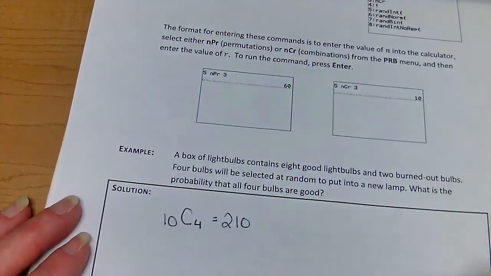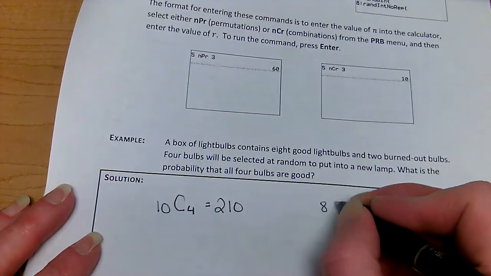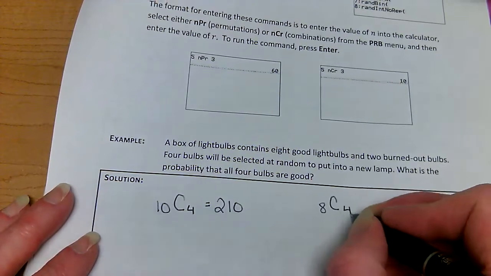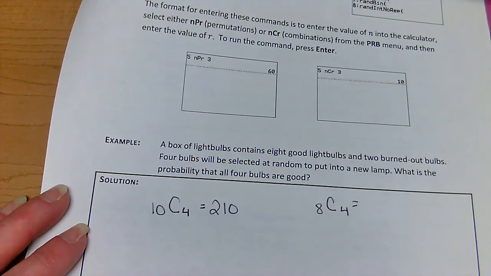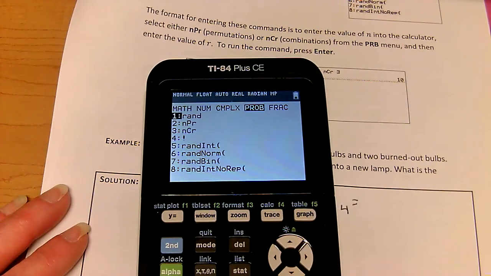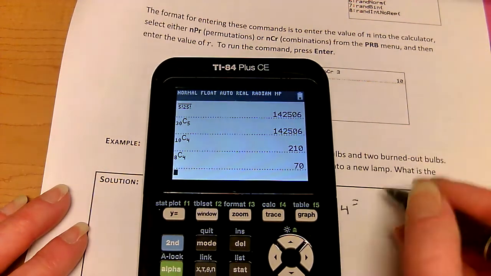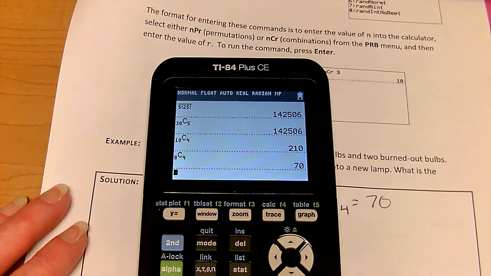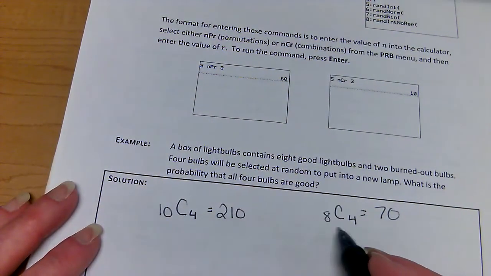Now, what is the probability that those 4 bulbs are good? Well, we need to talk about the good bulbs. We want to make sure we chose the good bulbs. So there were 8 good bulbs. How many ways could we choose 4 out of those 8? There's 70 ways to choose those 4 good bulbs out of the 8 good ones.